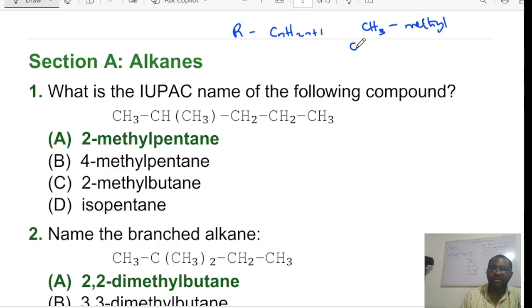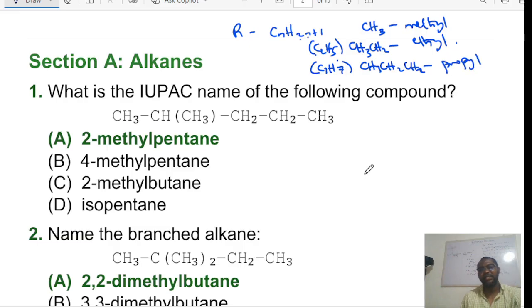Then it continues. We have CH3CH2, which we actually call C2H5, because if n is 2, this will be 2 times 2, 4, plus 1, 5. This is ethyl. Then you have C3H7, which is CH3CH2CH2, and this is propyl. Now, these are not compounds, they are simply attachments. That means they must be attached to something. So anytime you see them in a bracket like this, it means that they are a branch.